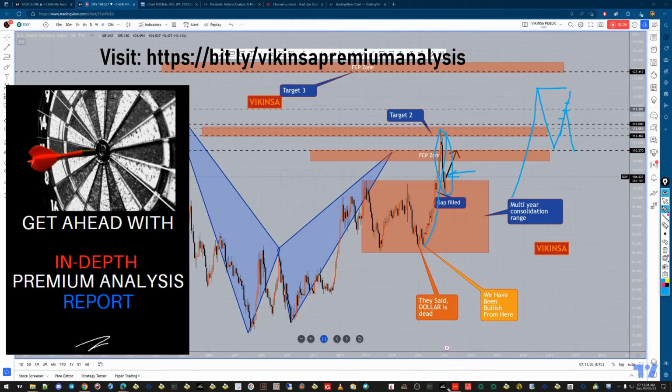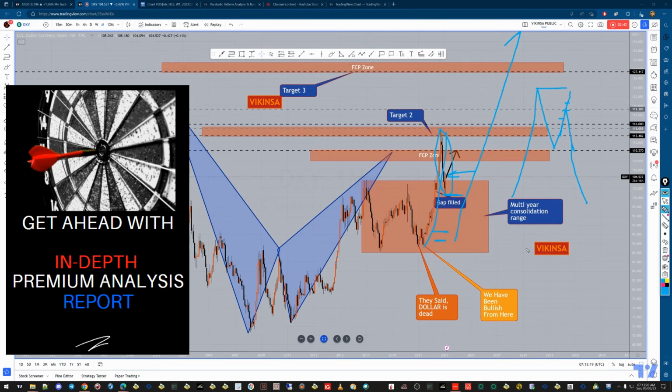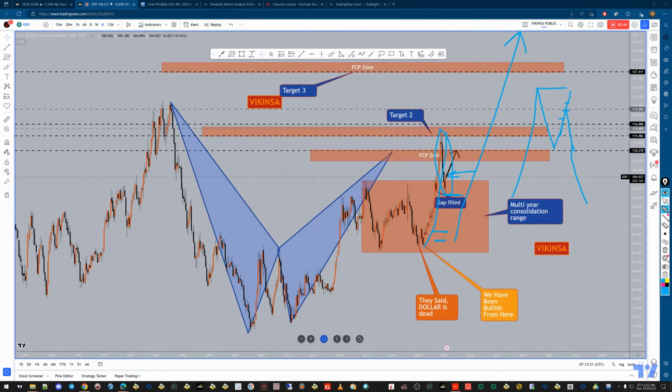Once it has started to take a correction back, if it falls through this previous low here, it will form an M pattern. In that case, it will probably come back down to the 92 or 90 level, and that will be the lowest point of the dollar, right? After that it is going to rise sharply back again. So that is what this structure is telling us.